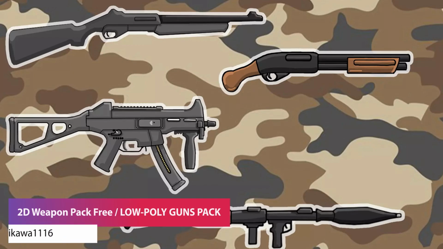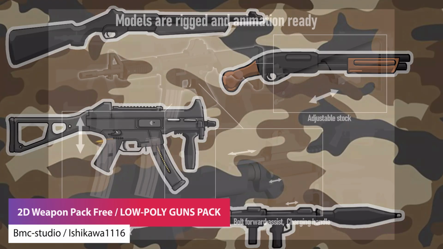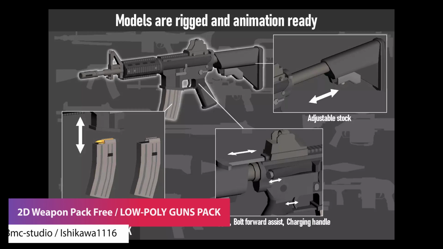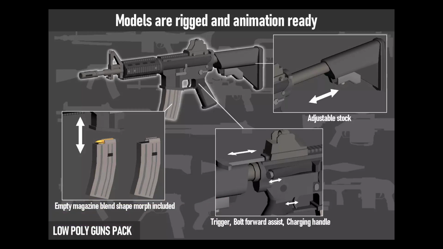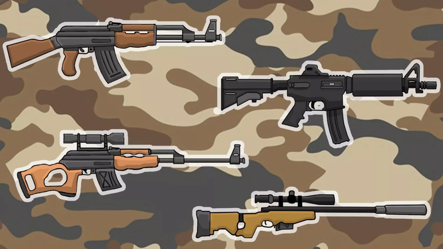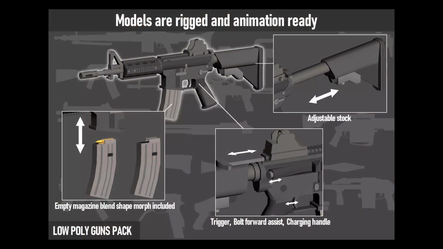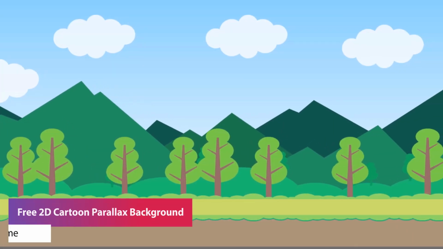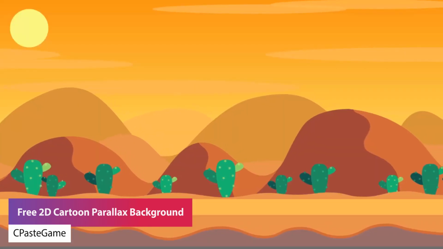The next one is the 2D Weapon Pack free and the Low Poly Guns Pack. These are by different developers, but there's a bunch of things that you could go together. So the 2D Weapon Pack includes an AK-47, M4, some shotguns, grenades and a few other assets. The Low Poly Pack contains 1 rifle and 1 pistol at around 1,700 to 6,000 triangles. And we have the free 2D cartoon parallax backgrounds.